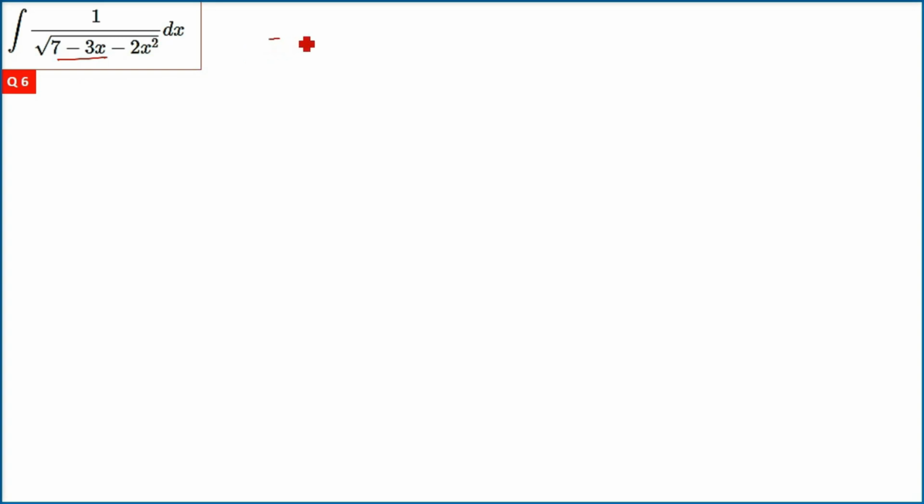Highest power we'll write first, followed by the descending powers. So negative 2x square minus 3x plus 7. First we have to clean this x square. We don't need anything in front of it, so minus 2 we'll take outside. X square, minus 2 you just divide. So it's negative 2 division, so minus becomes plus 3 by 2x. Then we have minus 7 by 2.